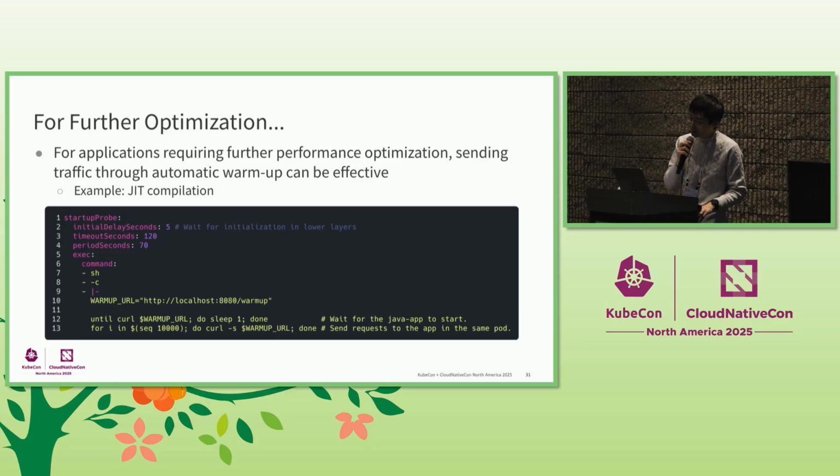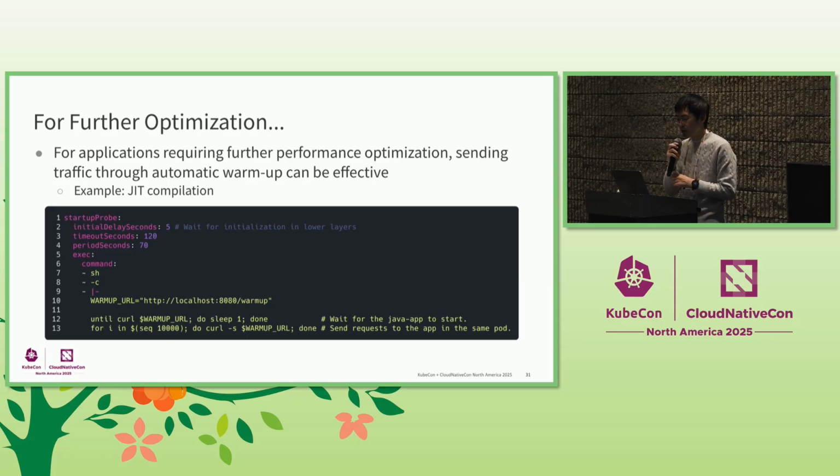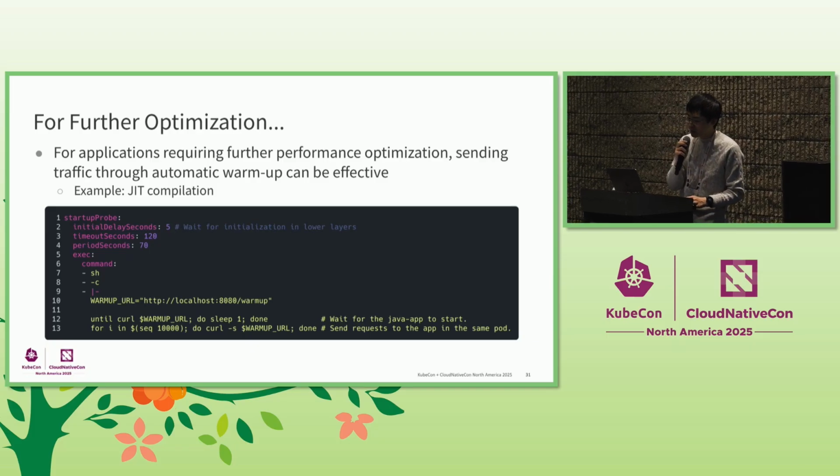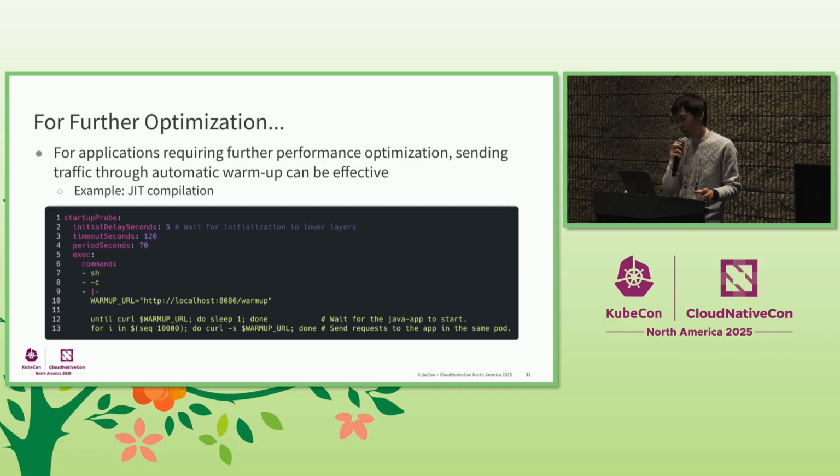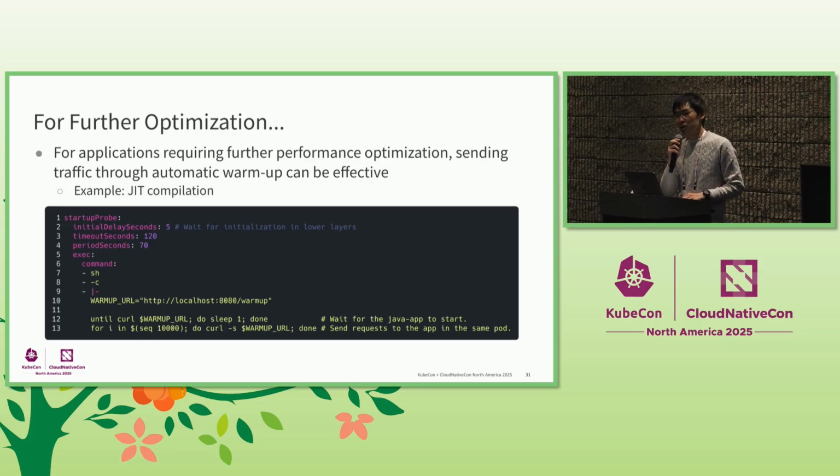And in this example, we are sending 10,000 requests because in Java, JIT compilation usually kicks in after the same piece of code has been executed about 10,000 times. And JIT compilation is the process where the runtime converts code into machine code. And it can significantly boost application performance.